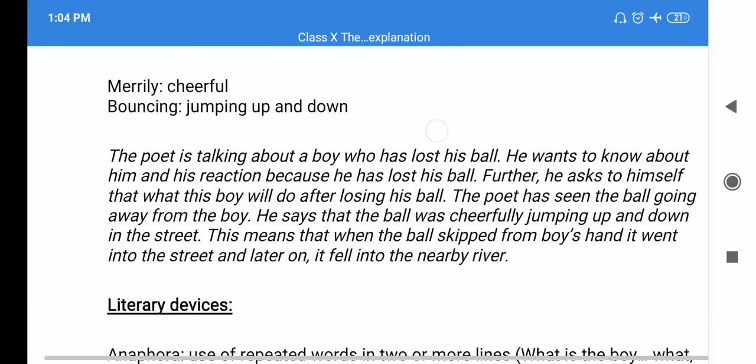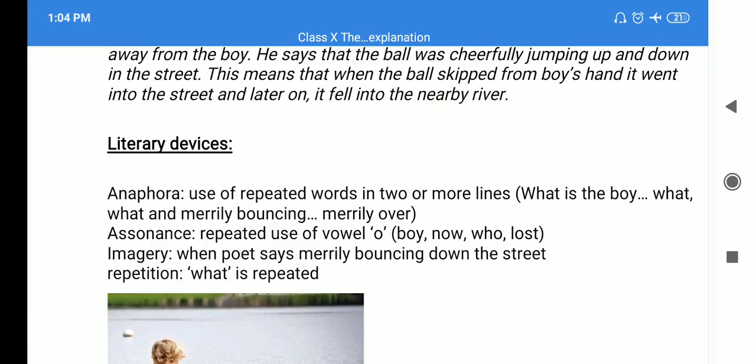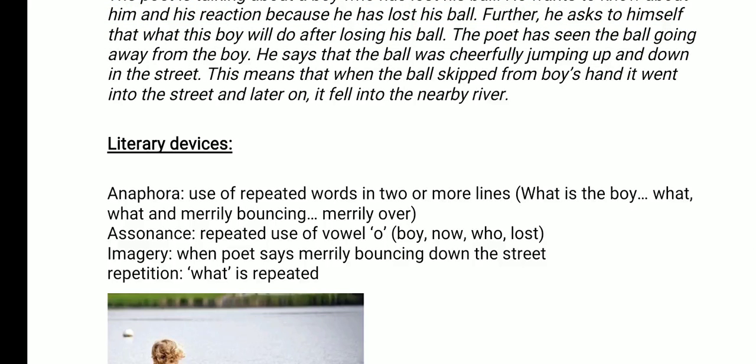Another literary device is anaphora, the use of repeated words in two or more lines. In one line, if it is repeated, then you have to explain it as repetition. And if in two or more lines the same thing is repeated, like "what is the boy, what" and "merrily bouncing, merrily over," then for the whole paragraph the literary device is anaphora. Next, assonance, the repeated use of the vowel sound o: boy, now, who, lost.